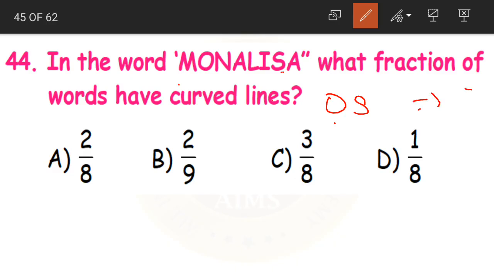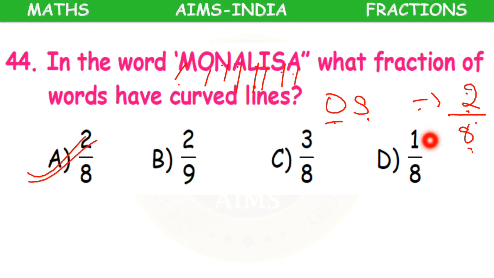So we have two letters with curved lines, divided by the total number of letters. What is the total number of letters, children? 1, 2, 3, 4, 5, 6, 7, 8. So 2 divided by 8 will be our correct answer. That is option A. Yes, 2 is nothing but the number of letters.